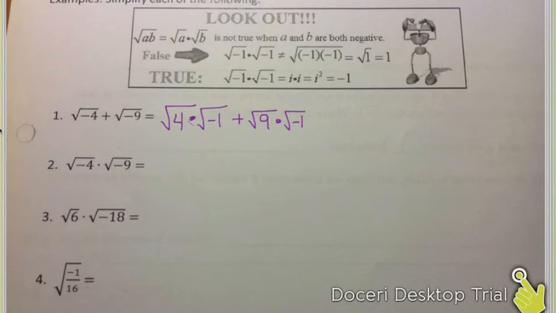Now we have some like terms. We can simplify that down a little bit more. I'm going to go ahead and change my color here. So we'll have 2 square root of negative 1 plus 3 square root of negative 1, which ends up being 2 plus 3 is 5, square root of negative 1. But we can't leave that radical like that because there's a negative underneath it. And we know that the square root of negative 1 is really just i, so this is 5 times i.